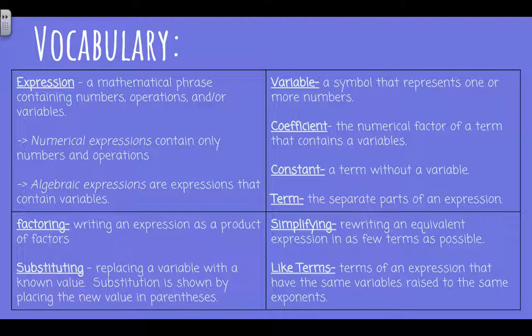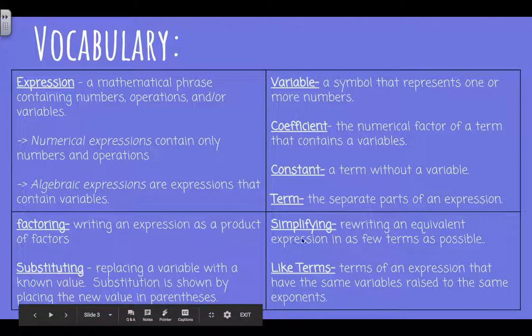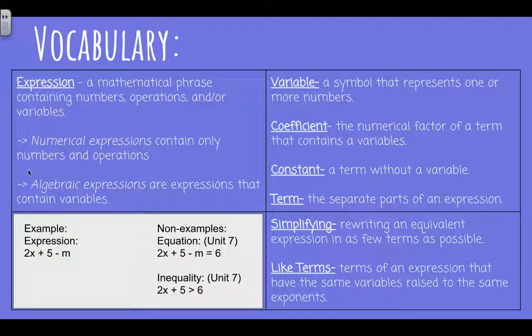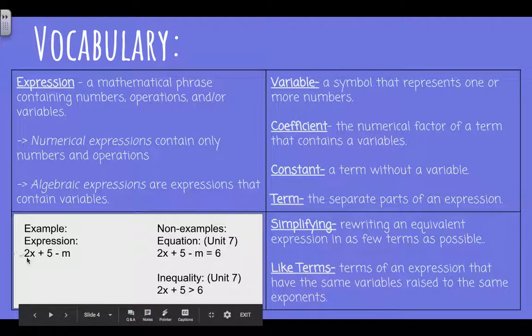Here's the vocabulary for this unit. The bottom four, factoring, substituting, simplifying, and like terms, are skills that we'll be going over in this presentation a little later. An expression is just a phrase that doesn't have an equal sign or a solution. Non-examples are equations, which do have an equal sign, or an inequality, which has greater than, less than symbols, and both of these have solutions that will be later on in Unit 7.